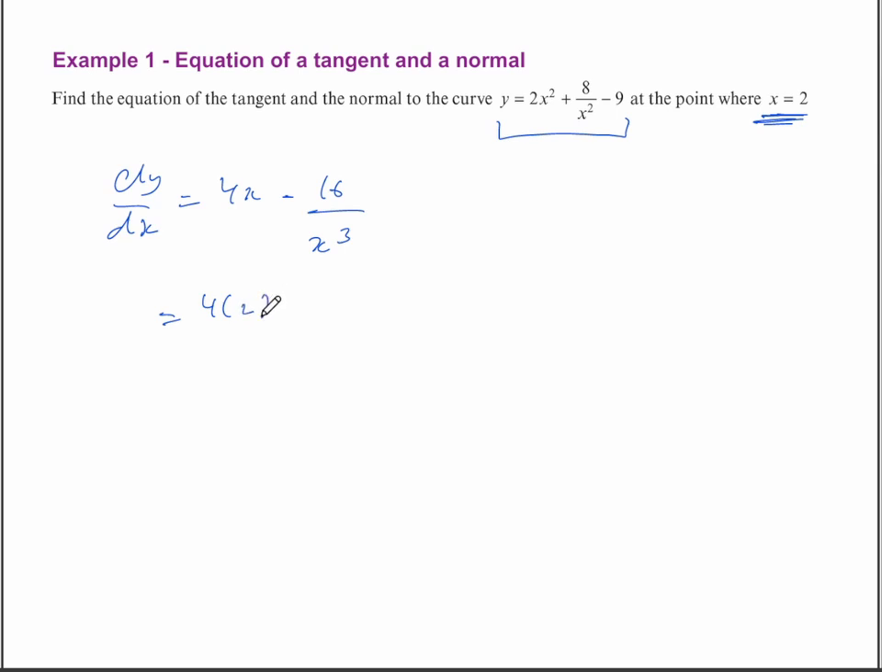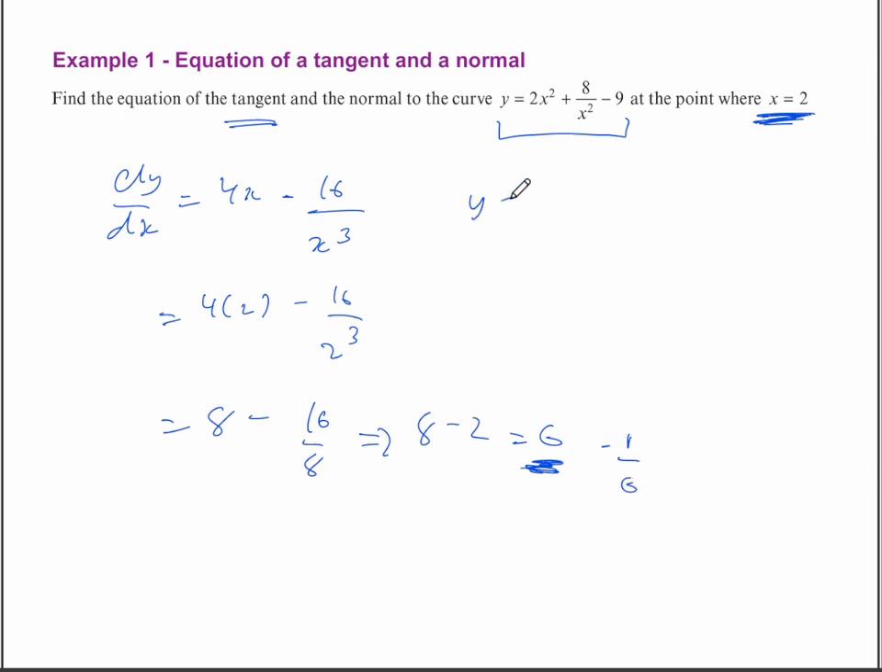We get 4 times 2 minus 16 over 2 to the power 3. This gives us 8 minus 16 over 8, which is just 8 minus 2, which is going to be 6. So that's the gradient of the tangent at the point where x is equal to 2. Then the gradient of the normal line will be the reciprocal of the gradient of the tangent times negative 1. So 1 over 6 times negative 1, which is going to be negative 1 over 6.